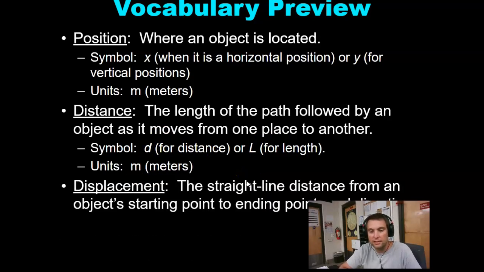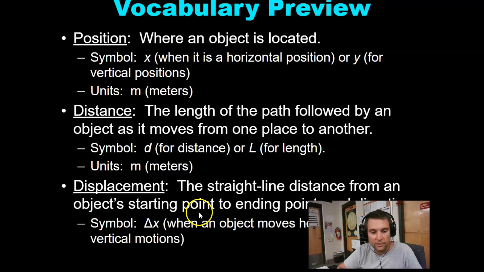Displacement is the straight line distance. So if I walked 3 miles, and then I turned left, and then I walked 4 miles, my total displacement would be the straight distance between those 2 points. And if you drew that out as I was saying it, then you'll see that it's going to make a right triangle, and you can just connect the dots, and there you have it. A right triangle, and the hypotenuse is going to be 5 miles. The symbol for displacement is going to be delta x if an object moves horizontally, or delta y if an object moves vertically. And we're going to use meters to measure displacement.